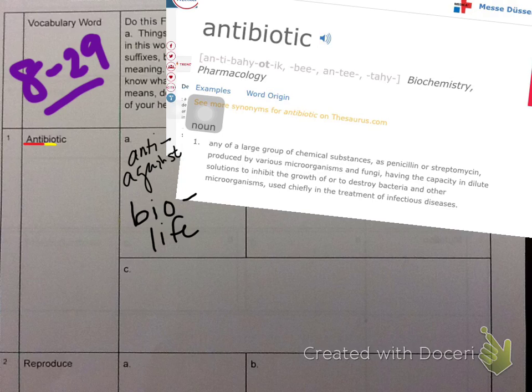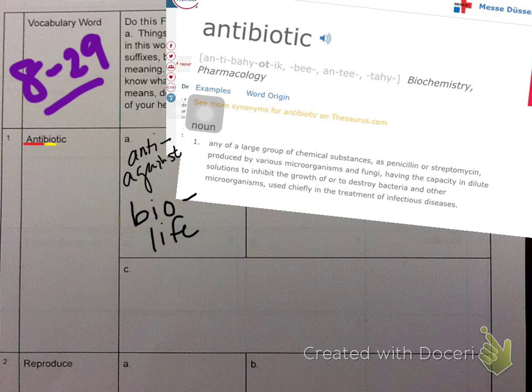But a large group of chemical substances having the capacity, and if you can reword it in your own words because you understand what it means, that's good. If you don't feel like you understand what it means, then you need all the words. Okay? I might reword that. A chemical substance able to either slow down the growth of or destroy bacteria and other microorganisms used to treat disease.